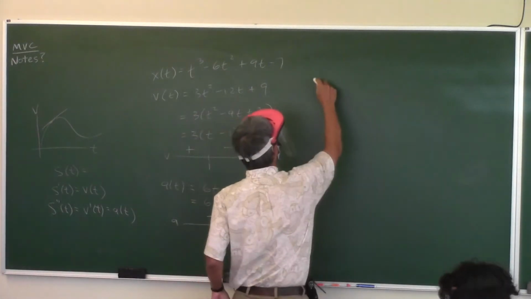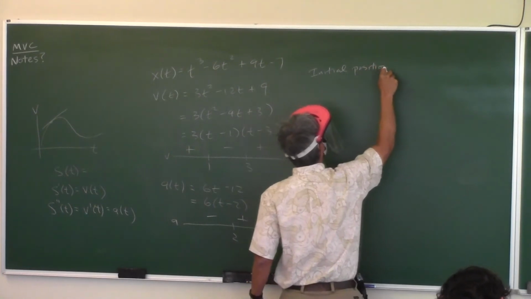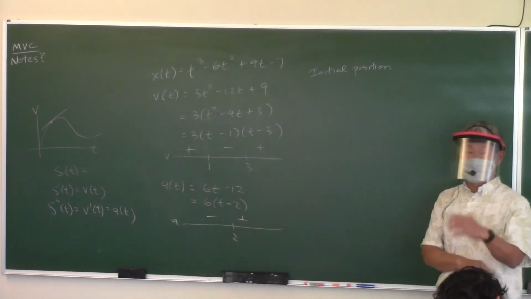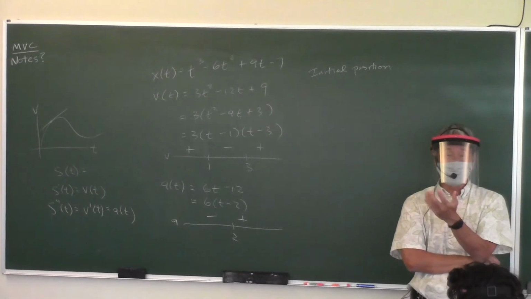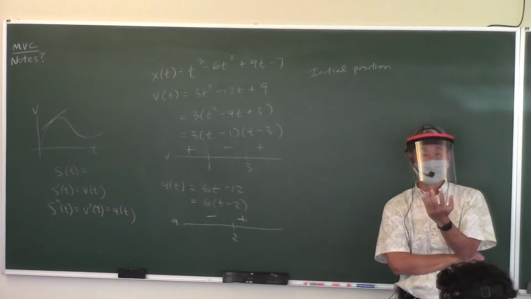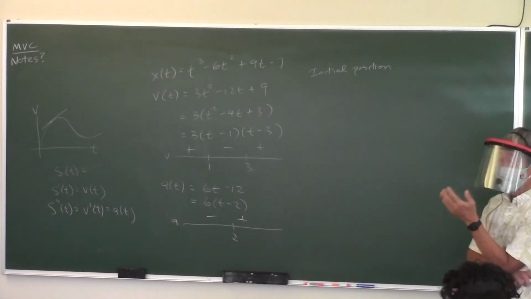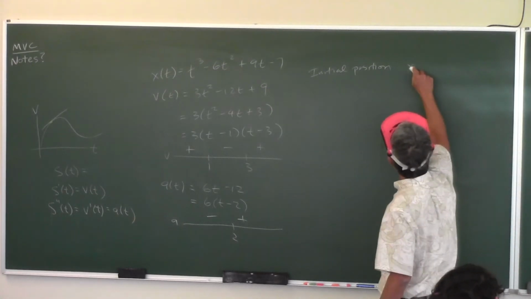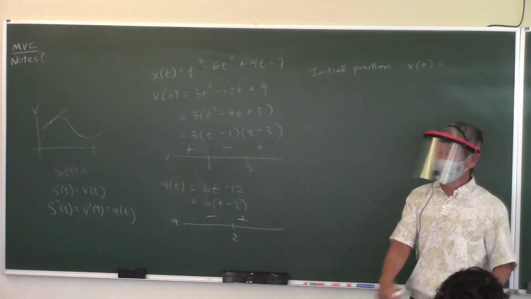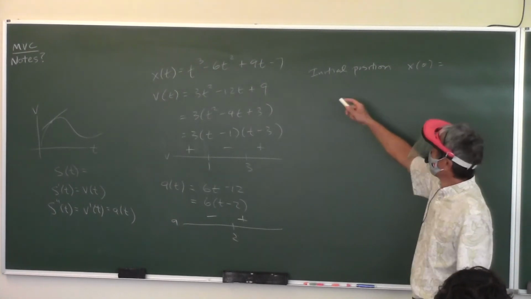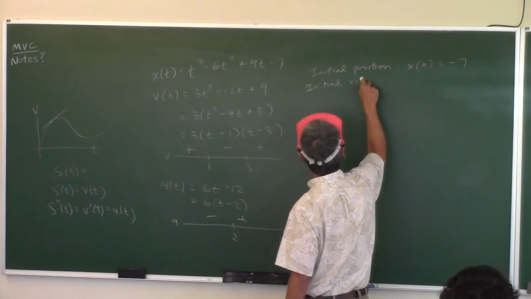Okay, so here we go. What is the initial position? In other words, what is the position at the very beginning? And when is the very beginning? When t equals 0. There's no such thing as negative time, right? Well, in this class, there's no such thing as negative time. So, what is the initial position? That's x of 0. That means plug in 0 into the position equation. You just have to know which equation to work with. Can you guys plug in 0? Negative 7.